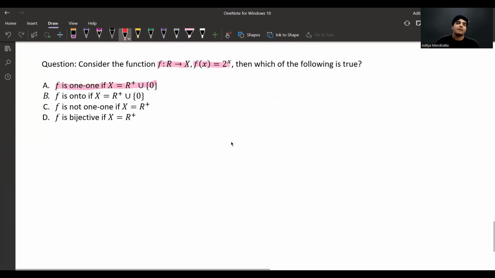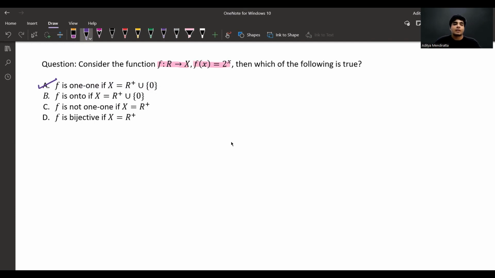Now, we have one more condition over here, which says X is equal to this. Now, if you think about it, the codomain does not really matter to decide if a function is 1-1 or not. If a function is 1-1, it is going to remain 1-1. Does not matter what the codomain actually is. So that's why this is going to be a 1-1 function, and this option is correct.